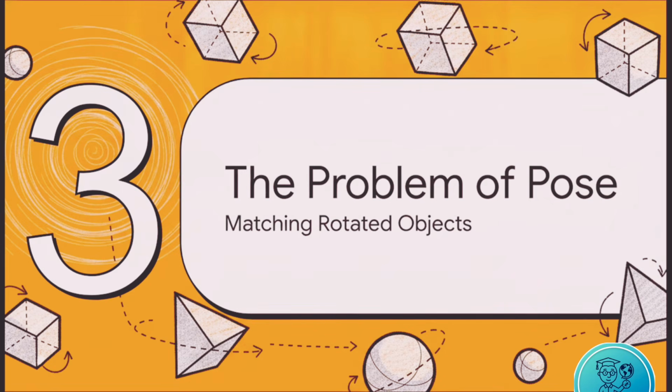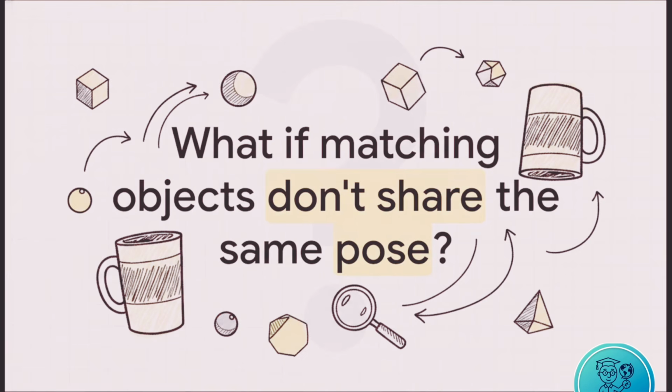Which brings us to Section 3, the problem of pose and matching rotated objects. Now, I want you to consider this for a second. What happens when you're trying to match two identical objects, but they don't share the exact same pose? Imagine a digital coffee mug sitting perfectly upright on a virtual desk, and then another identical coffee mug lying completely on its side. To us, it's obviously the exact same mug, right? But to a computer that's only reading raw vertex data, those matrices look completely different because all the spatial coordinates have shifted. If your shape descriptor isn't invariant to translation and rotation, your computer is going to completely fail to recognize that those two objects are identical.